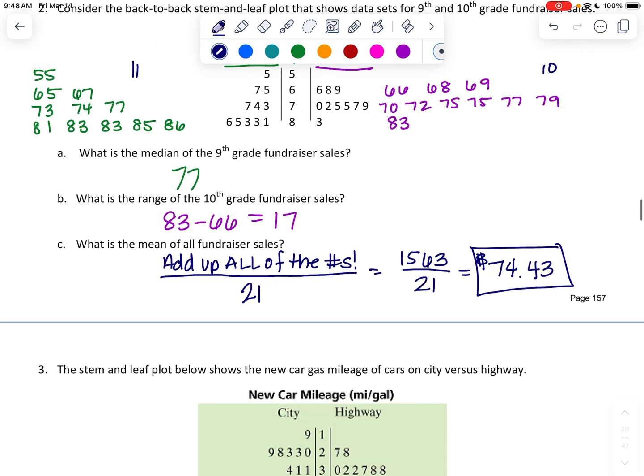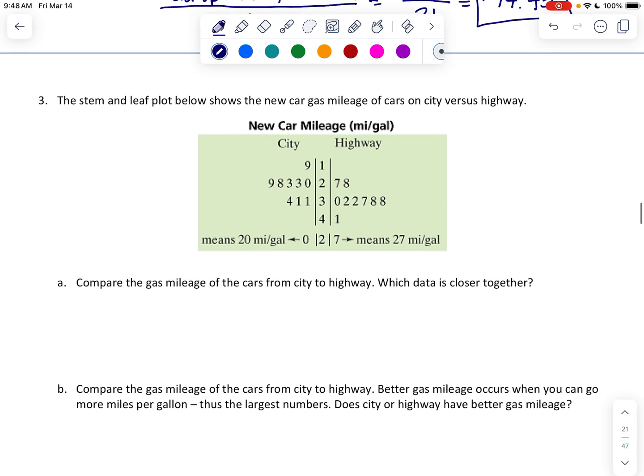Okay, on the next page, we have another stem and leaf plot talking about car miles per gallon. We're talking about gas mileage. So the stem and leaf plot below shows the new car gas mileage of cars on city versus highway. So when you buy a car, there's a lot of data that comes along with the car, one of which is how many miles per gallon it gets driving on the highway versus driving in the city. When you're driving on the highway, you get better gas mileage because you're not stopping and going. The stopping and accelerating specifically burns more gas than staying at a constant rate of speed.